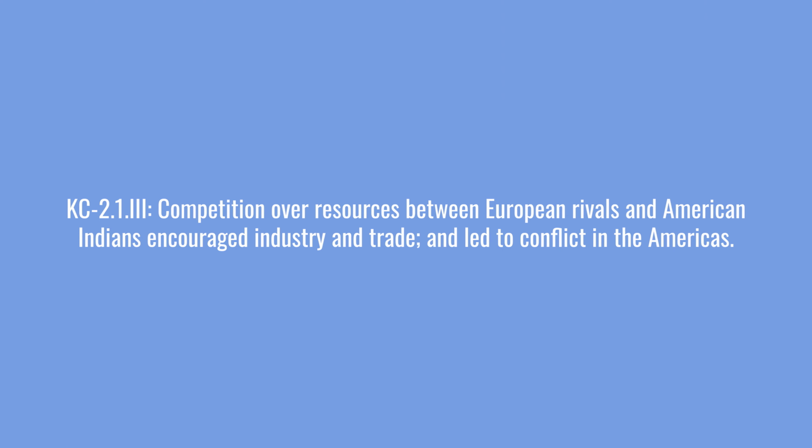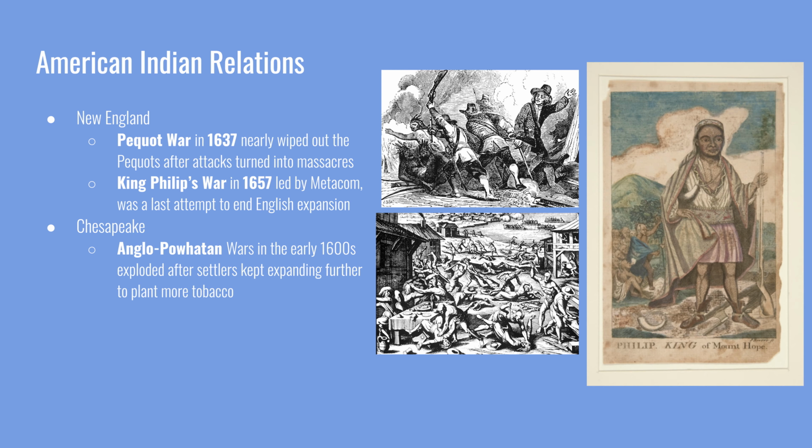The next key concept is competition over resources between European rivals and American Indians encouraged industry and trade and led to conflict in the Americas. Throughout the 13 colonies, there were conflicts with Native Americans, primarily over land.